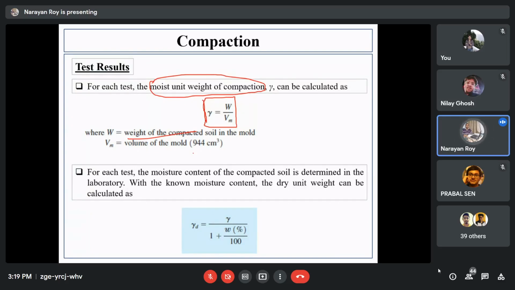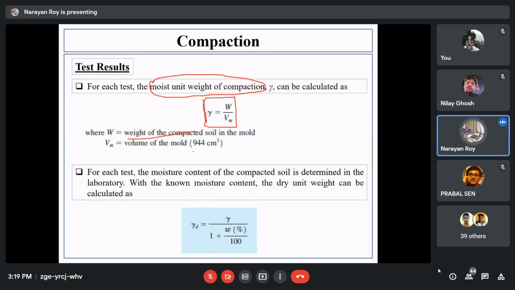So how will you get the weight of water? You know the moist weight, and minus the dry weight after taking the soil out from the oven, you will get the weight of water. The weight you take after taking it out from the oven is the weight of the solid. If you take the ratio of these two, the weight of water and the weight of solid, you will get the water content.